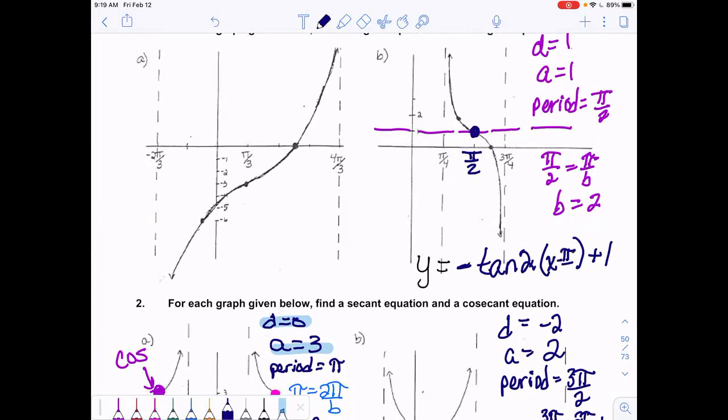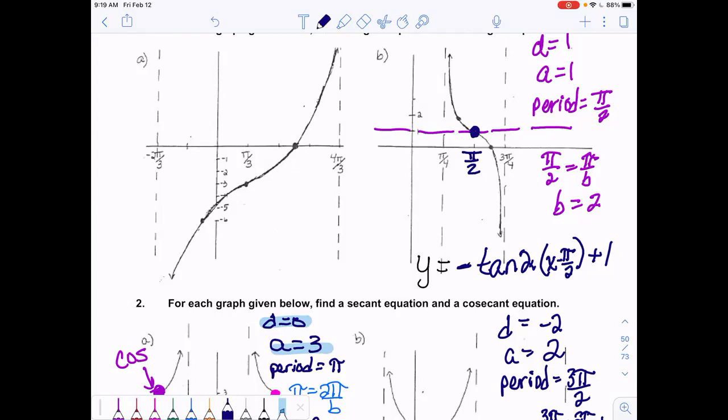So it's negative because this is a positive cotangent graph, therefore tangent has to be negative. And then the middle of the graph is what you're looking for tangent. So okay, cotangent, you look at the asymptote, and then tangent, you look at the middle of the graph, the intercept. The answer key has y equals negative tan 2x plus 1.